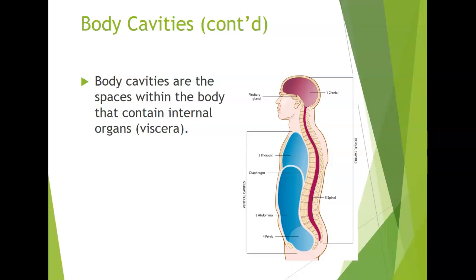Our organs are divided into different body cavities. And you'll see here we have the cranial cavity, and we're going to talk about what organs are in each body cavity in a minute. We have the thoracic body cavity. We have the abdominal, the pelvic, and the spinal. Please note the spelling of thoracic. It's one of the big errors that we see.